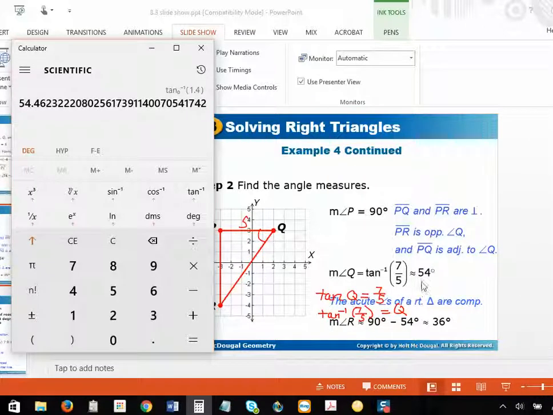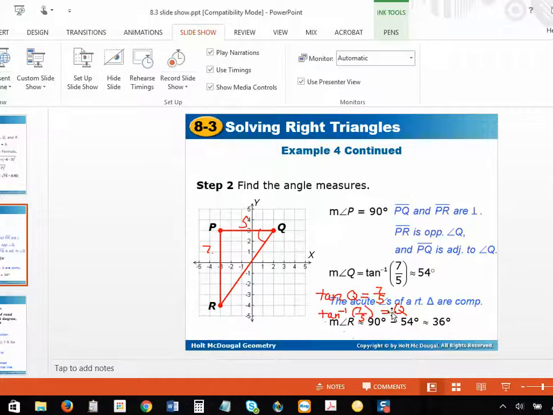Now they said that that's about 54. It's pretty close to 54.5, but they're rounding quite a bit. And then we have to find the measure of the other one. You could do that by what they did, 90 minus 54, or you could find the inverse tan of 5/7 for angle R. So you could do that and see what you get. You'll get something close to 36. I think it's closer to 35.5, but that's okay.